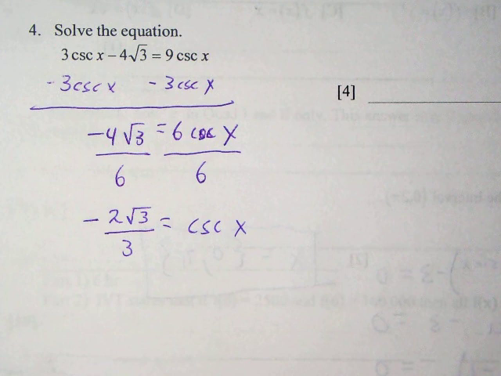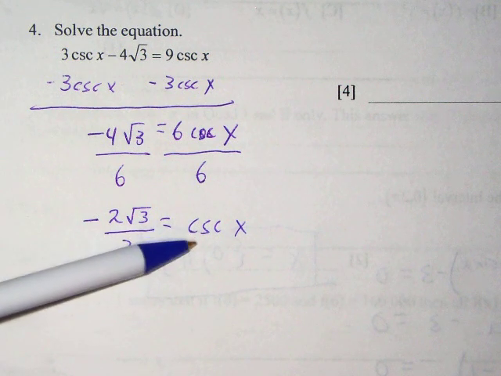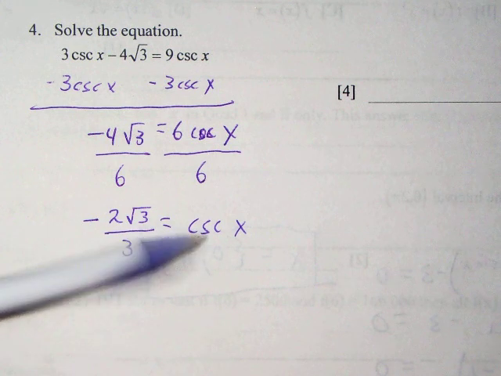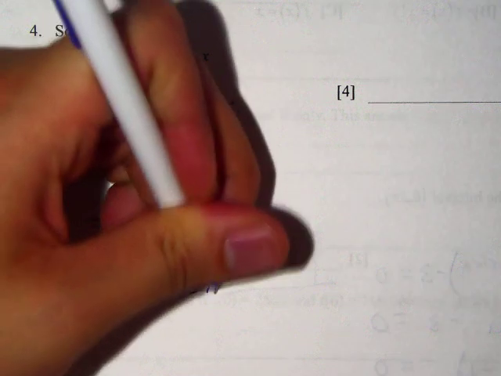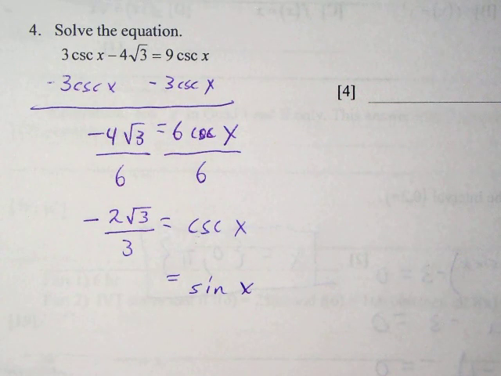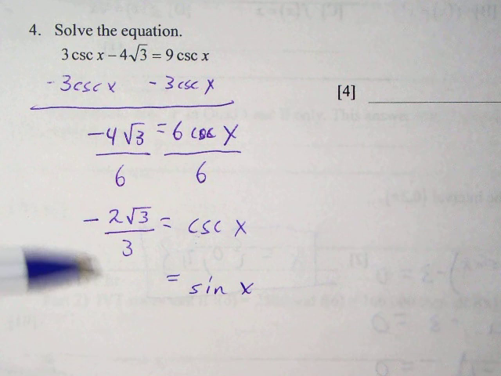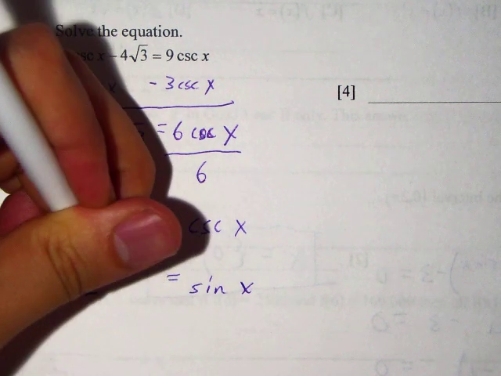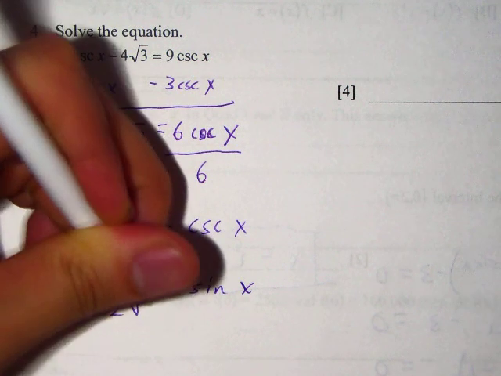Now, if you don't have your trig cheat sheet, which I don't believe we're going to let you use on the test, just so that you can think about it in your head more quickly, remember that cosecant is 1 over sine. So if I want to go from cosecant to sine, I'm now going to write sine of x. When I do 1 over sine, I just have the reciprocal. So I would just flip the two numbers. It's going to be negative 3 over 2 square root of 3.